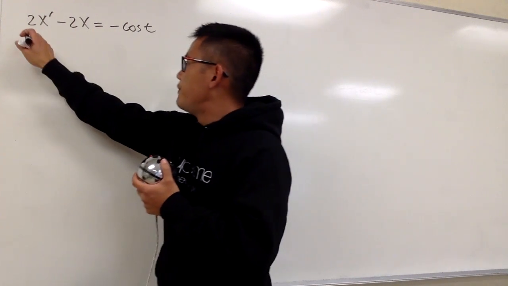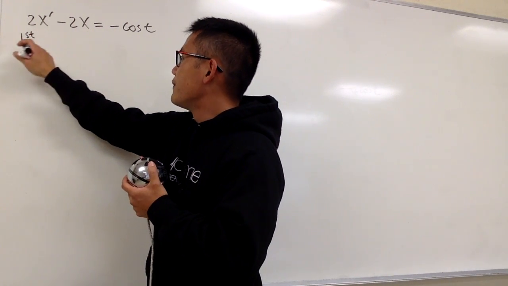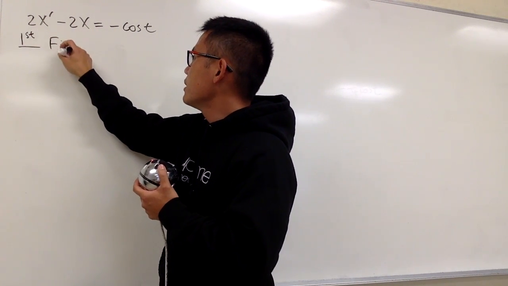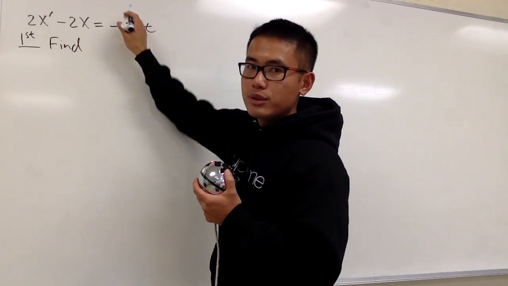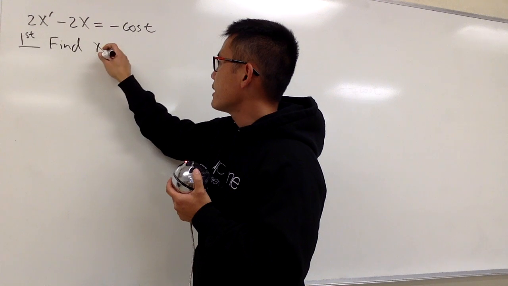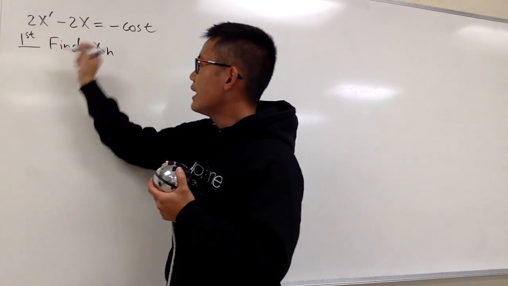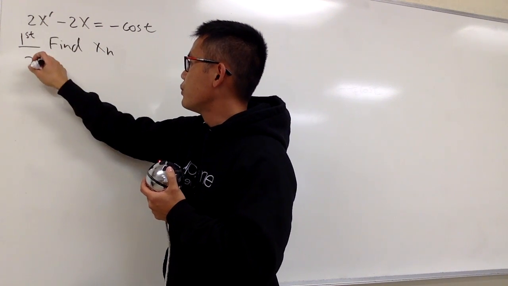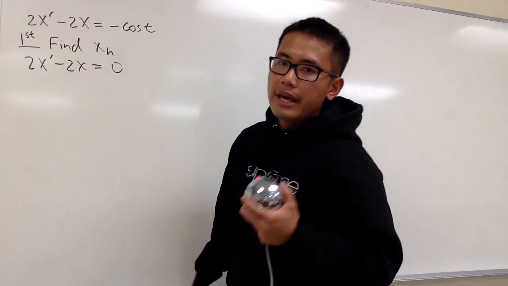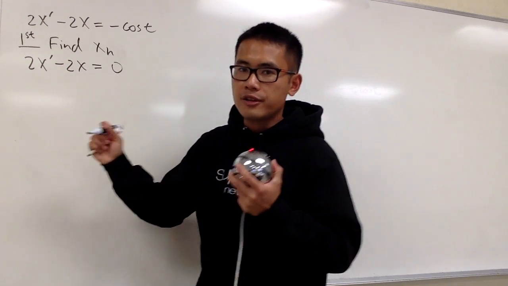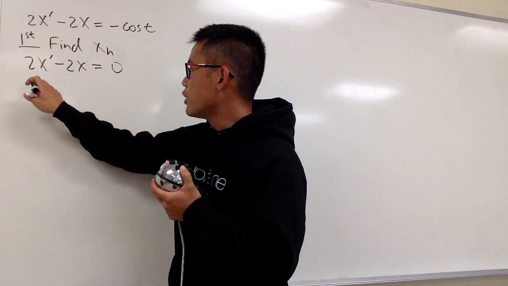So here we go. The first step is that I have to find the solution to the homogeneous case, right? That means the right-hand side is equal to 0, so we have to find xh. To do that, let me just write this down again. We have 2x prime minus 2x equal to 0. And now let's change this into its characteristic equation. So this right here will be 2.